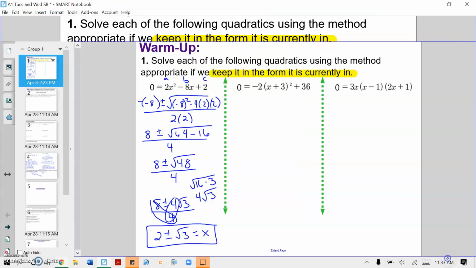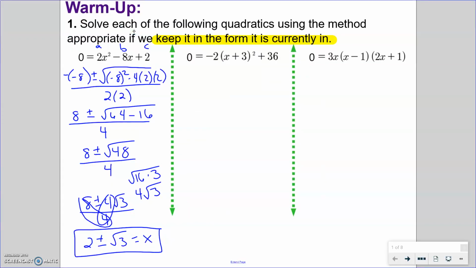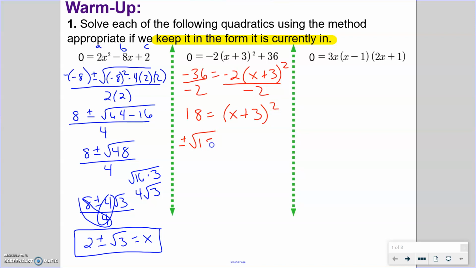All right, if we solve it in vertex form, you're literally just solving it. There's no fancy trick. So subtract 36 from both sides. Divide both sides by negative 2. So 36 divided by 2 is 18. Square root both sides, so that'll give me plus or minus square root of 18 equals x plus 3. And I'm going to subtract the 3 over to the other side.